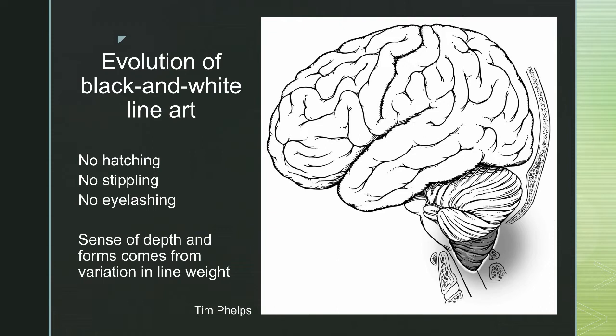Now that sense of form and lighting is coming entirely from varying the thickness, or what we call the weight, of the pen and ink lines around the image. This is by Tim Phelps, who is a professor in the Hopkins program, and he's one of the few people I know who is still doing a lot of traditional pen and ink work. He uses Micron technical pens.